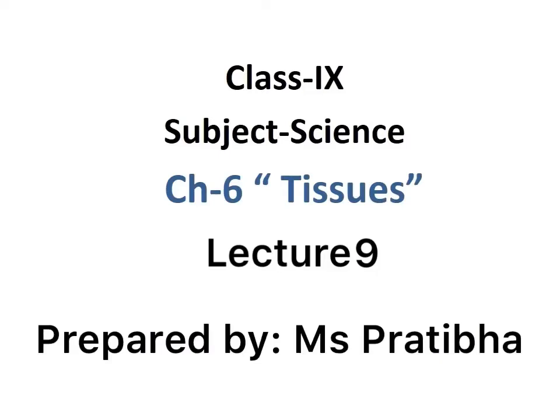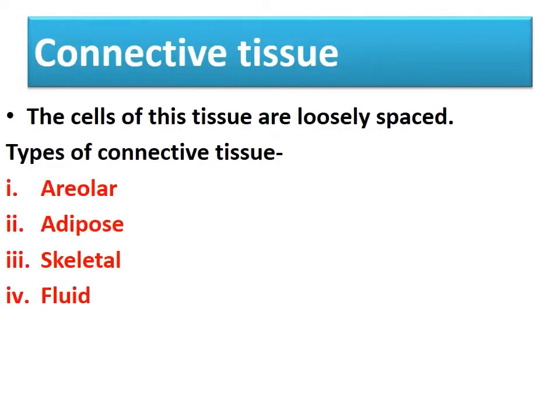It is chapter number 6 and lecture number 9 in which we are studying about the animal tissues. First type of animal tissue I have explained you, that was epithelial tissue. We have learnt about its types and structures, locations and all. Then next type of animal tissue is connective tissue, in which the cells are loosely packed.